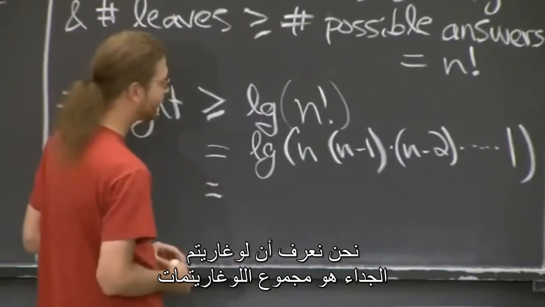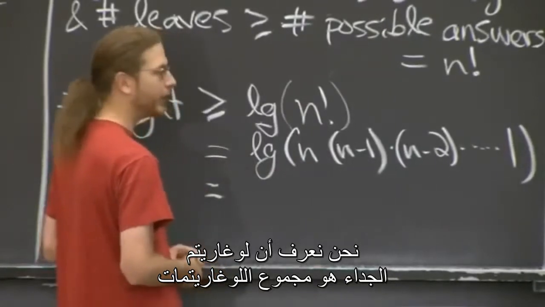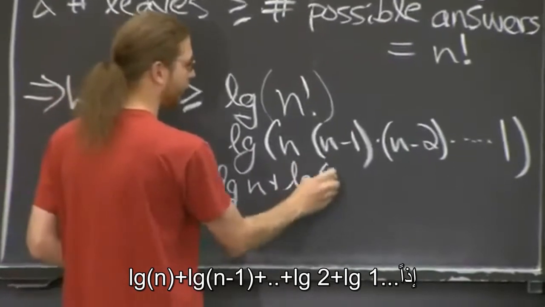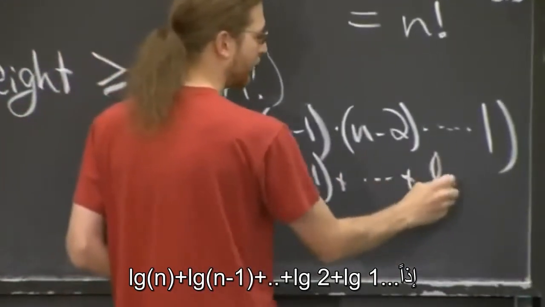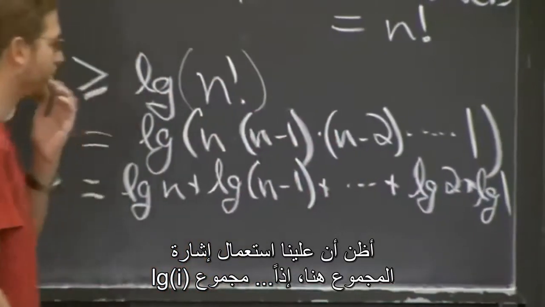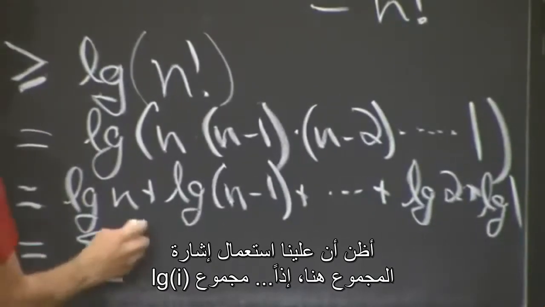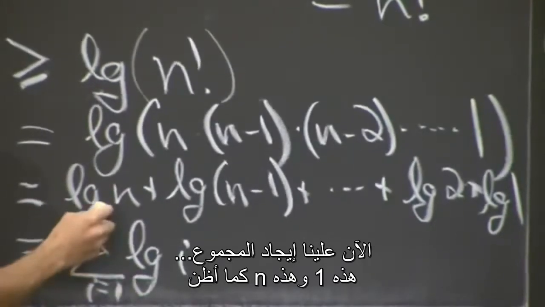And then we know the log of a product is the sum of the logs. So this is log n plus log n minus 1 plus ... plus log 2 plus log 1. I think at this point it's easier to use summation notation. So the sum of log i, from i equals 1 to n.